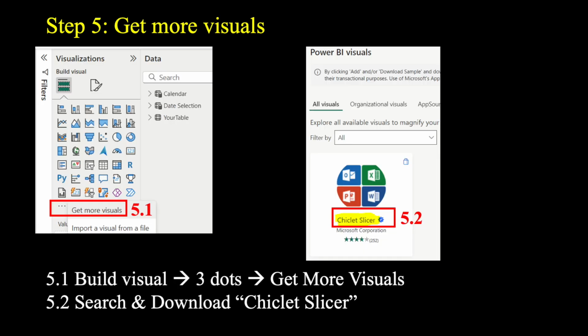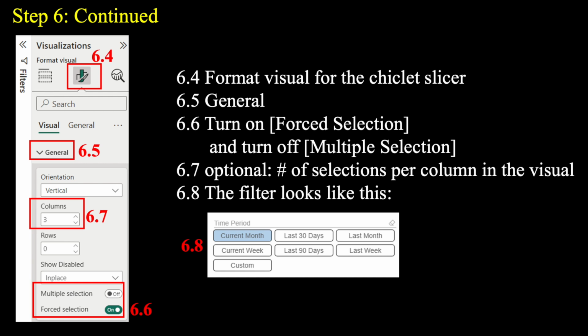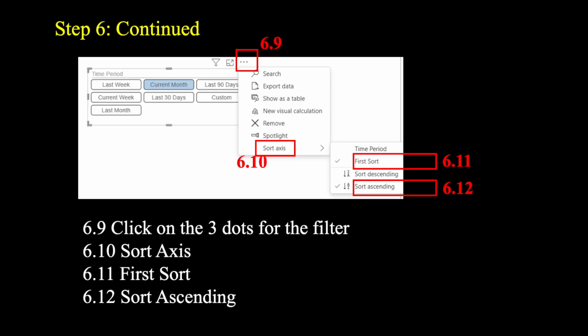And on step 5, let's download a new visual called Chiclet Slicer and follow the steps from 6.1 to 6.12 to create a new filter.